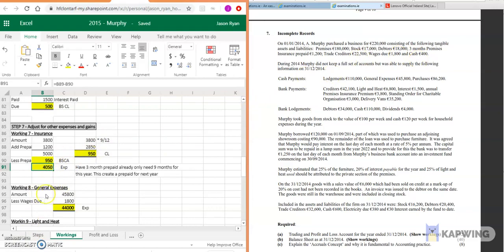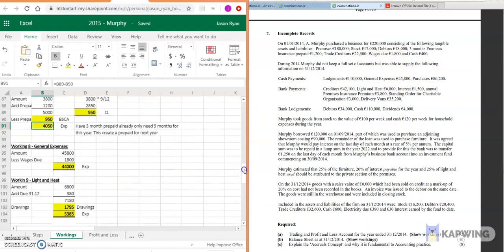We also have general expenses in this one. So usually with general expenses, we're going to put them together with your wages. So our general expenses are your cash payments of 45,800. And then your wages due, which we should have paid, is going to be 1,800. So you're going to take it away, because that should be paid during this year. So it's going to give your general expenses of 44,000. That goes into your profit and loss account as your expense.